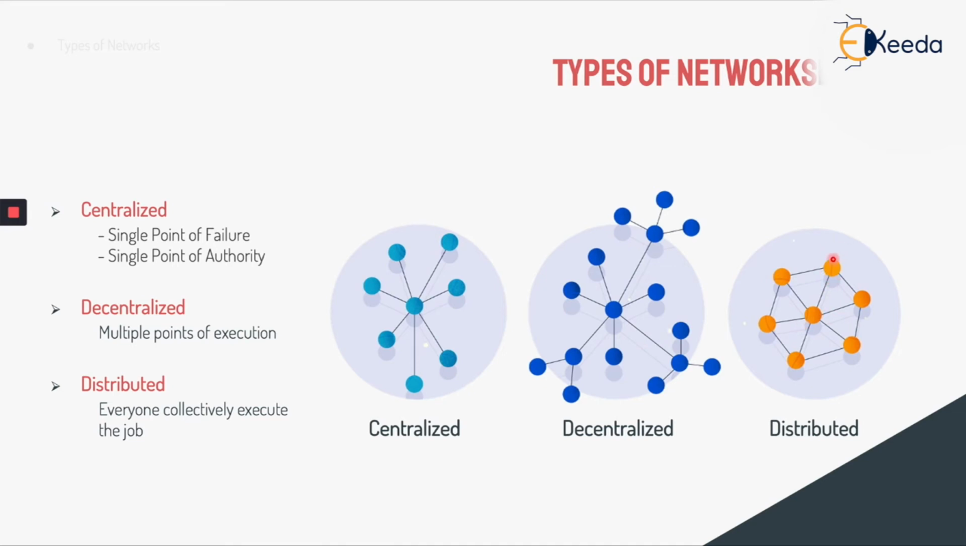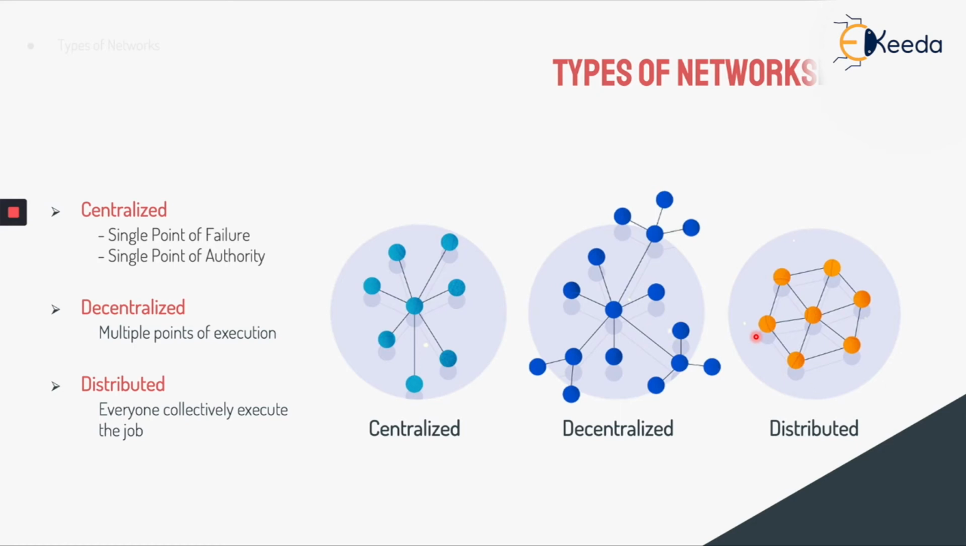The other nodes will come and say, okay, this is hacked. Immediately they'll get a copy from the other node and replace the data, right? That's how distributed networks solve the single point of failure. They have multiple nodes which collectively execute a job.